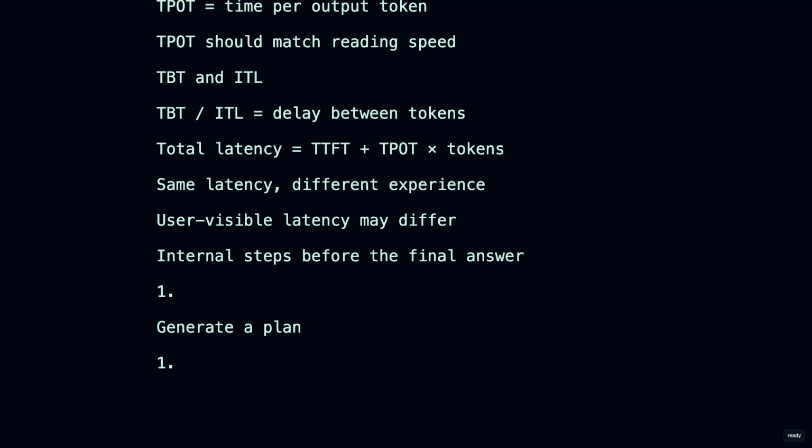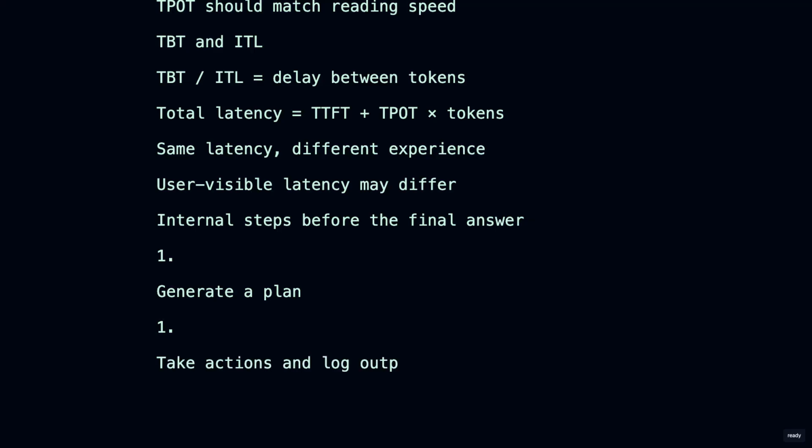Next, it may take actions and inspect the results. Again, that work is internal and not yet part of the response the user receives. These intermediate results can improve the final answer, but they still aren't displayed. From a user's perspective, the wait is still happening.